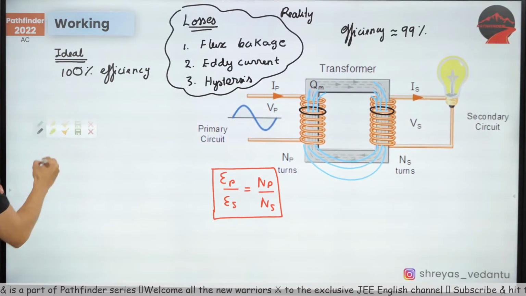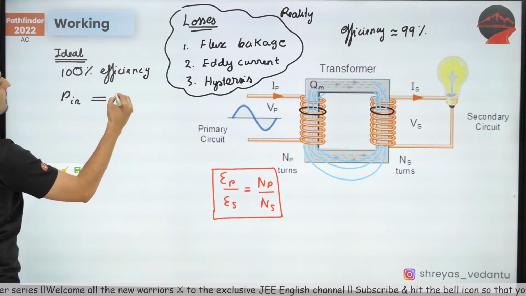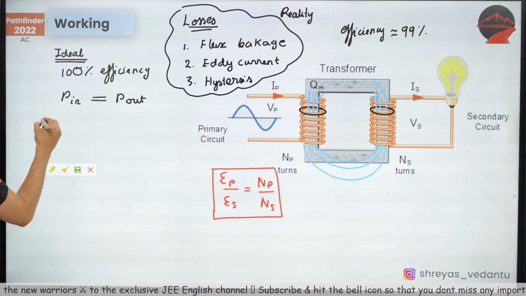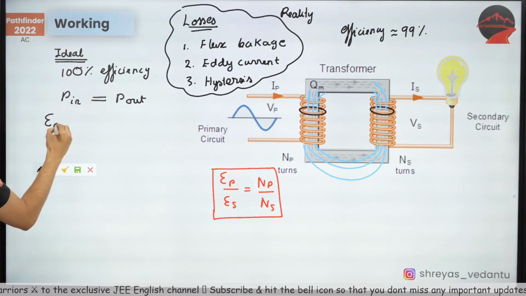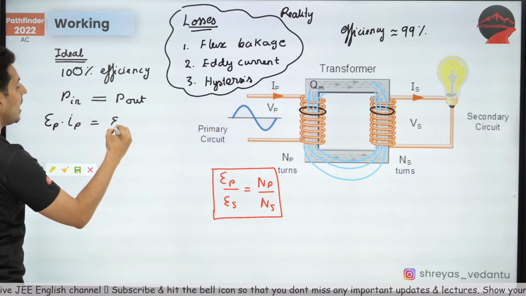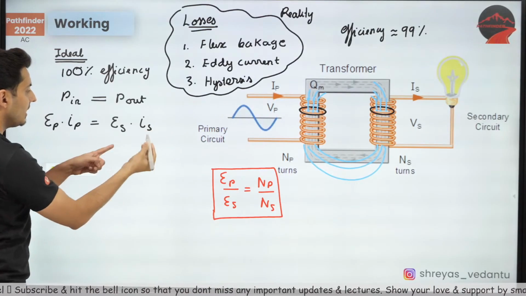Now, if there is 100% efficiency, what does it mean? The power which is going in will be equal to the power which is going out. Now, what is the input power? Input power is input voltage into input current. And what is output power? It is output voltage, which is ES, into output current.